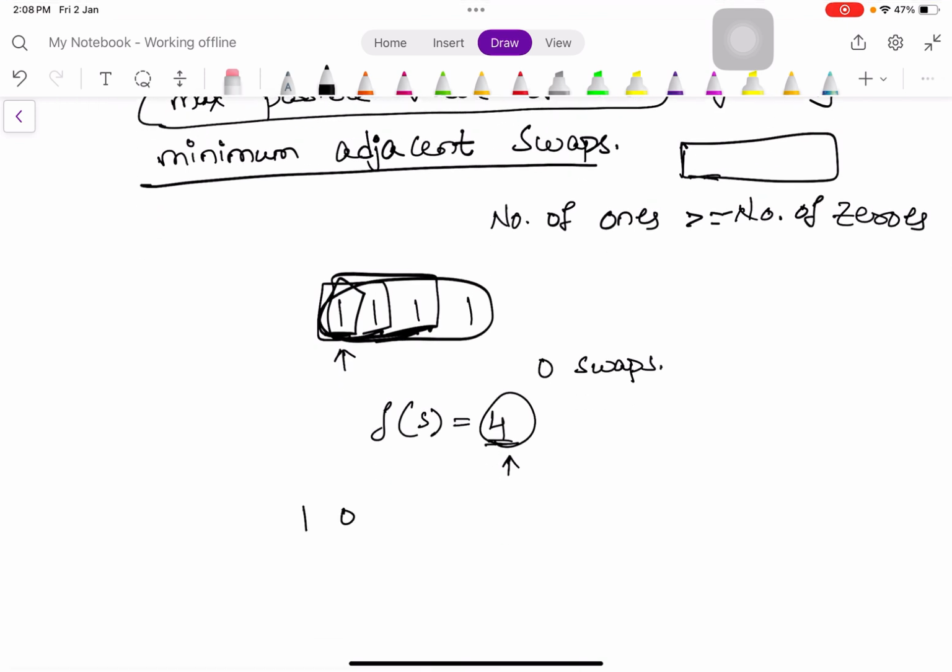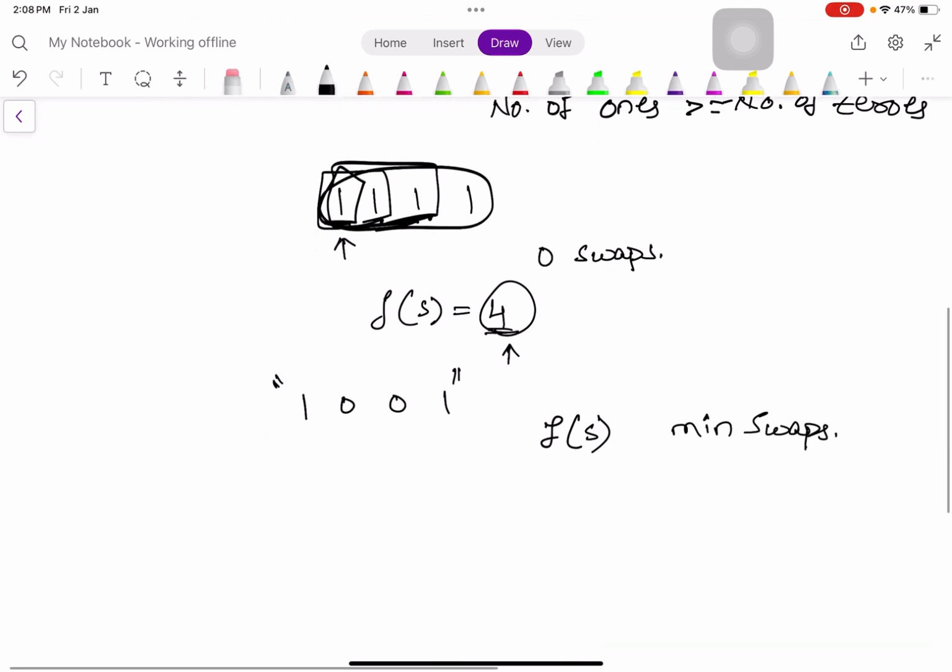Let's say I have 1 0 0 1. In this we have 2 ones and 2 zeros. We want to figure out what can be the maximum value of f(s) in minimum swaps. Whatever prefix we choose, the goal is that the number of ones should be greater than or equal to the number of zeros.